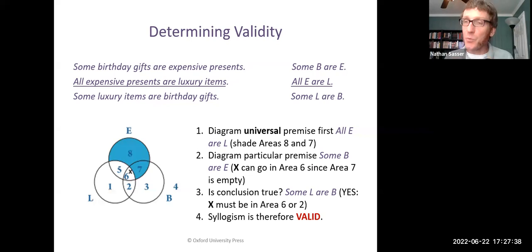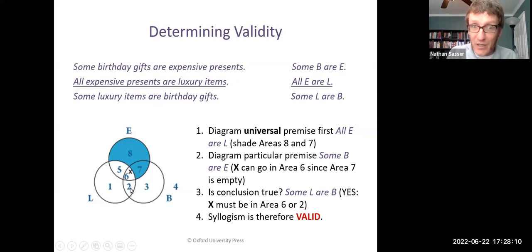All right, at this point, we've diagrammed both the premises, and we want to ask ourselves, is this a valid argument? So we want to look at the conclusion and ask, has it basically already been baked into the diagram of the premises? Some luxury items are birthday gifts. The diagram would have to show an X in the area of overlap between the L's and the B's. Some of the L's are B's is what it says. Is that already true? Are some of the L's B's?